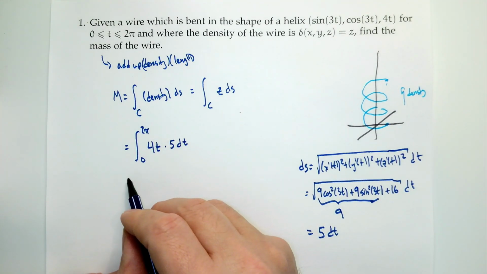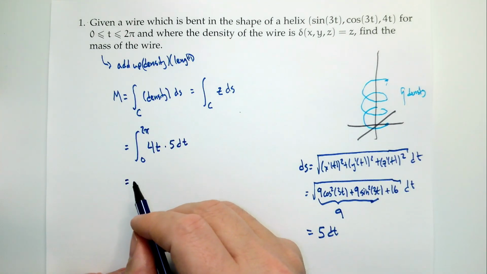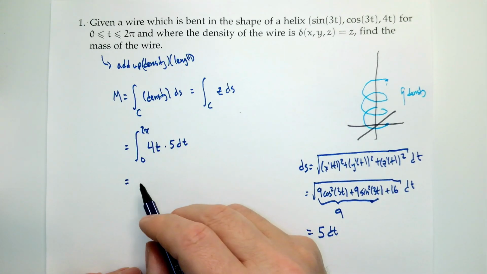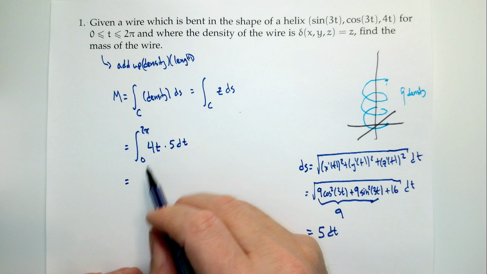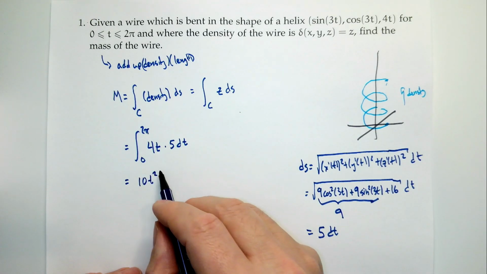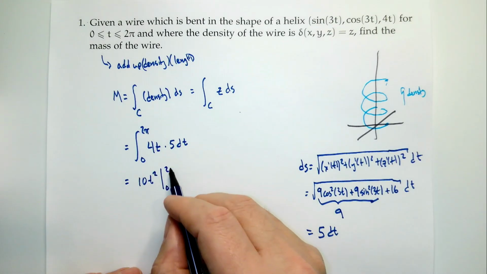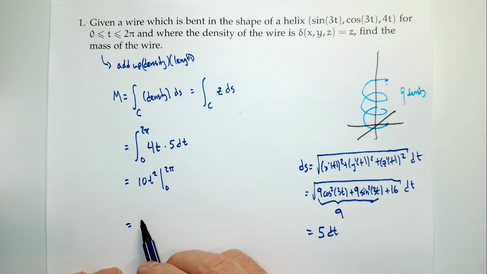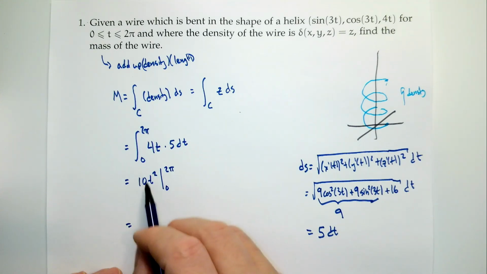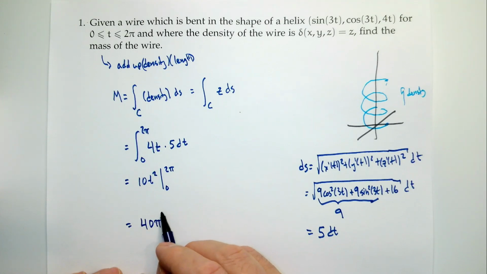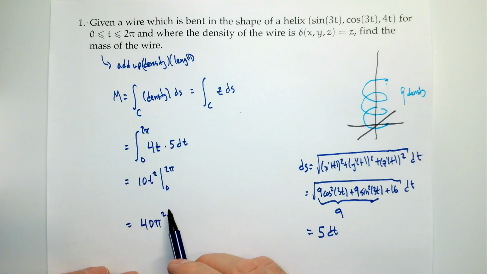Well, that's an integral we can actually do. So if I integrate this, it's 20t. So the integral of that would be 20 over 2, which is 10, t squared. And then we're going to evaluate that from 0 to 2 pi. Well, 2 pi squared would be 4 pi squared. Don't forget the 10, which gets us 40 pi squared. And they didn't give us any units, and so that's it.